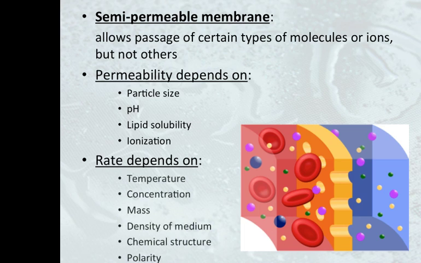And the rate of diffusion can depend on temperature and the overall concentration of the solute. If you have more solute, you're going to have a more rapid diffusion. And other things such as mass of the molecules, density of the medium. Does water flow more quickly through air or jello? Chemical structure and polarity. Thanks for coming. That's the end of our presentation.